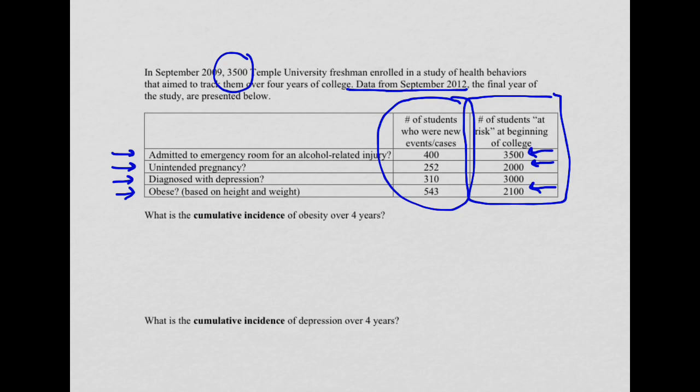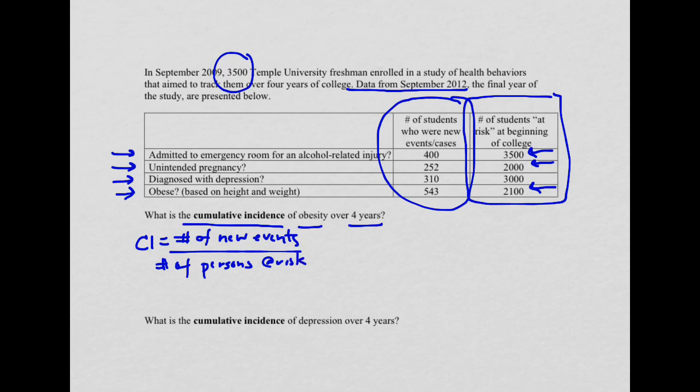The first question: what is the cumulative incidence of obesity over 4 years? We'll start with our formula. Our cumulative incidence is our number of new cases or new events over our number of persons at risk at the start of the observation period. All right, so our numerator and our denominator can each be obtained from our table.